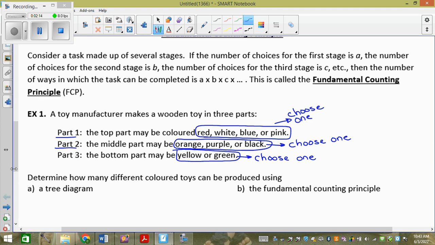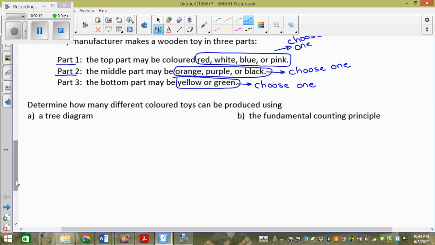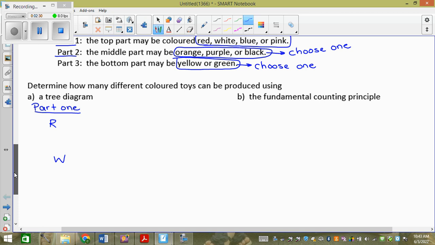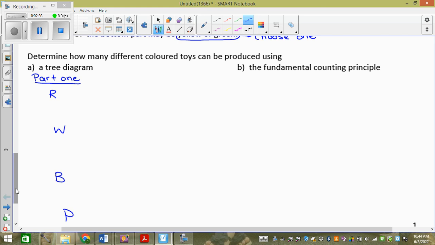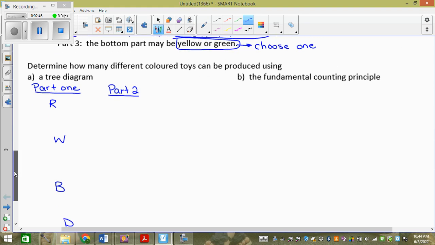So we're going to show it as a tree diagram just to prove that it actually does work. So part 1 would be along the top, and I'm going to be lazy and not write all the words. So part 1 is here, and my options are red. Please leave spaces because you're going to have arrows off of them. So we're going to have red, then white with a space, then blue and pink. And I'm leaving spaces because I'm going to put little arrows off. So that's part 1. Then part 2, and the tree diagram just lists all the different outcomes that you could possibly have. Part 2 is orange, purple, or black.